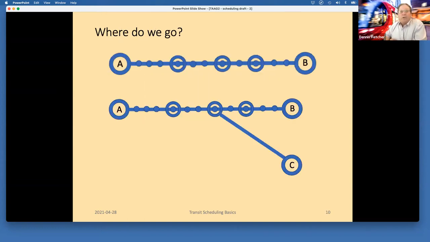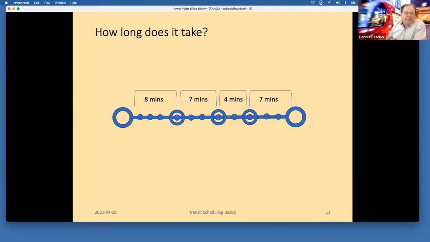So where do we go? The geography of a route is more the domain of planners, but planners and schedulers need to work together to make sure that the route is the correct length to be efficient and that branch points and terminals are correctly located. It's all about that key formula for cycle time. How long does it take?